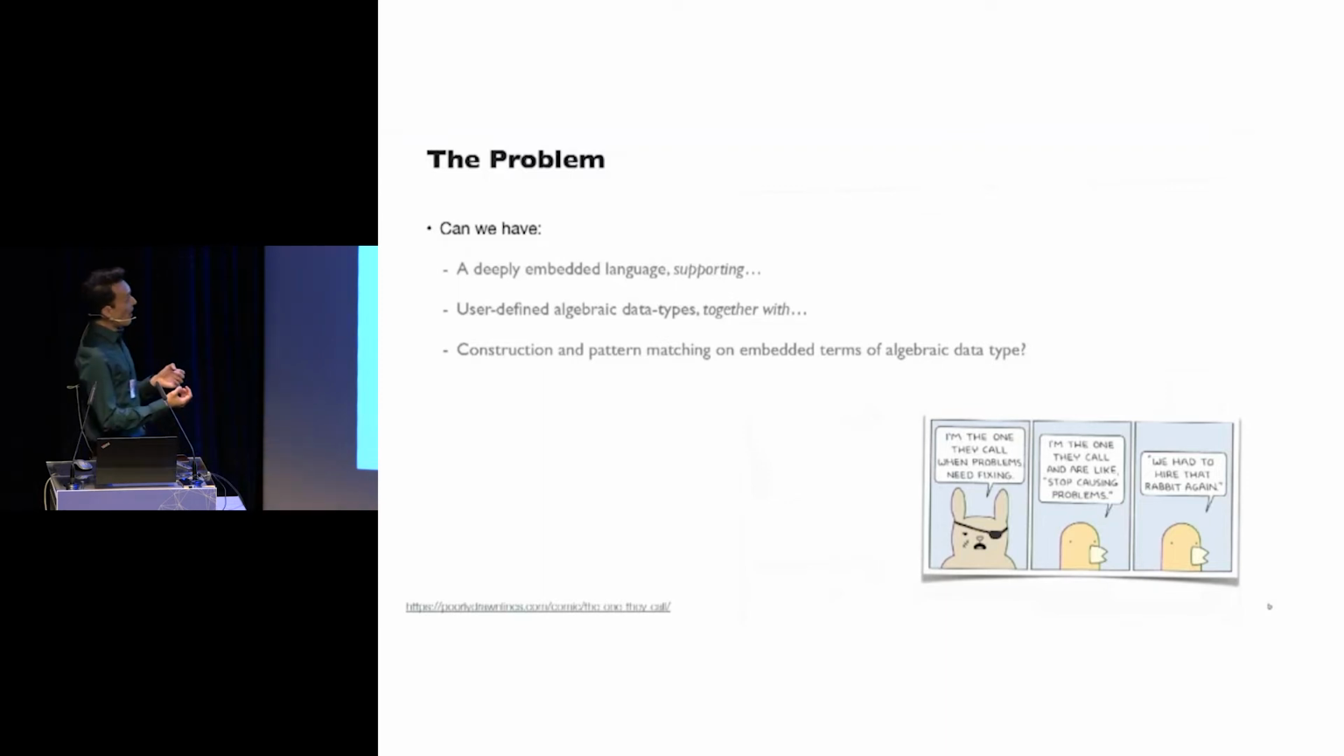So can we have a deeply embedded language, like the thing I described before, that also supports user-defined data types, as well as pattern matching on those algebraic data types. Okay? So this is the key thing that we're trying to tackle in this work here. Trying to bring things full circle and have embedded languages with the same facilities that made it so nice to write those embedded languages in Haskell in the first place.